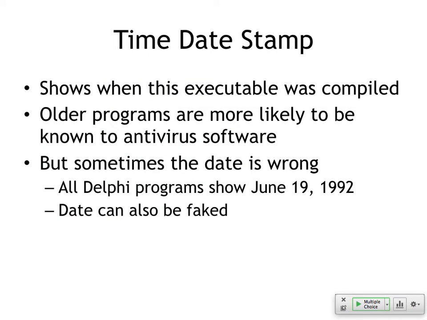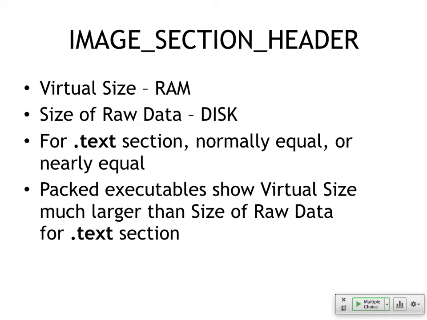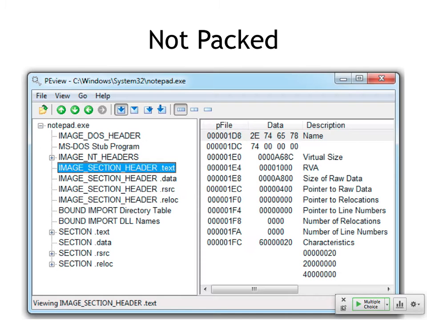Delphi, the compiler, does not store it correctly. It's always 1992 if you write your program in Delphi, but I don't know how many people are writing their code in Delphi. So you've got virtual size and size of raw data. These are usually the same, but if you have a packed executable, they're not. That's one way to detect them.